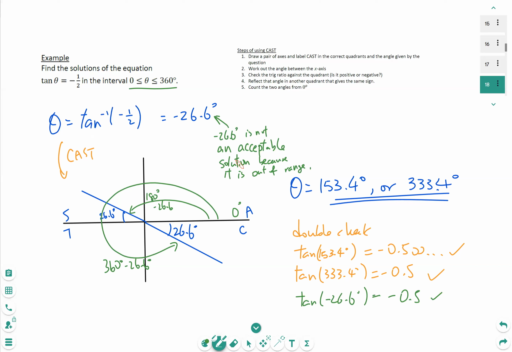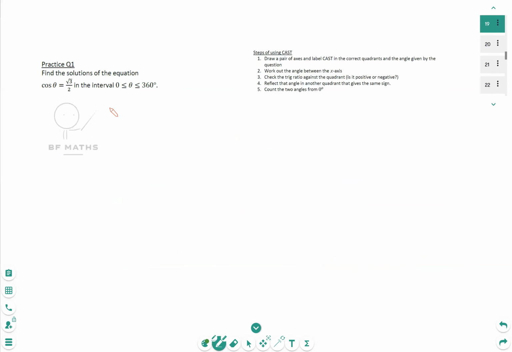These little things are important in maths because they help you give yourself an answer. Keep asking why. So these two are the only solutions. Next, practice question 1. Your turn. Pause the video and have a go at the question. When you're ready for the answer, you can press play.